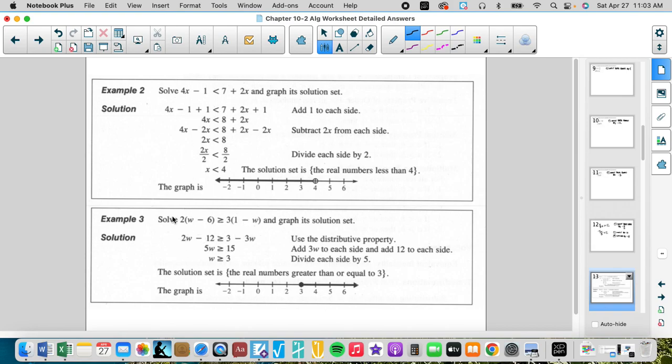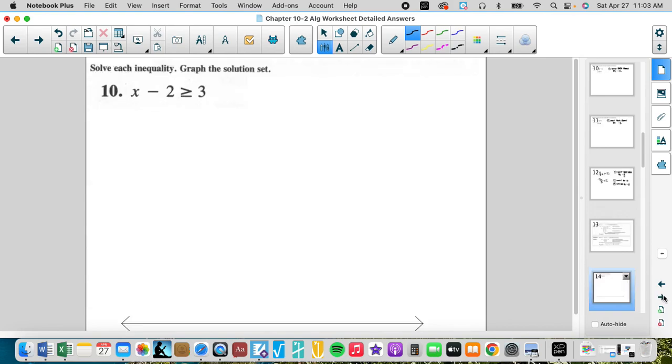I always tell students to move the variables first. Here we have to simplify. Simplify through distribution. We're going to distribute, and then we are going to isolate. We will move the variables. You can move the variables and the constants at the same time. I'm okay with that, but when we have variables on both sides, I'm always going to move the variables first.